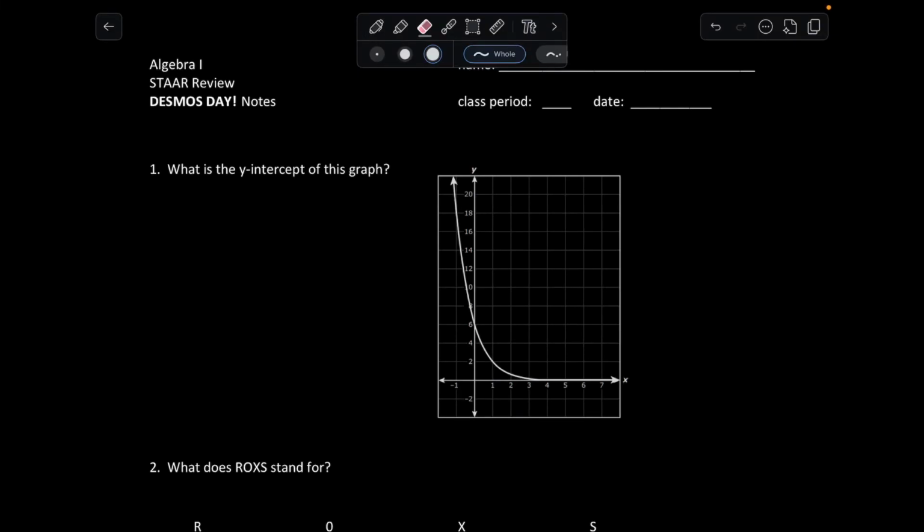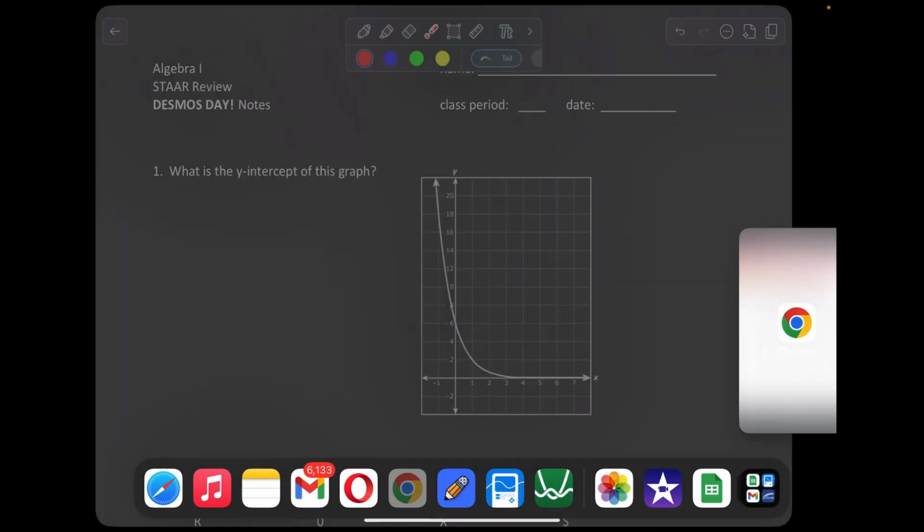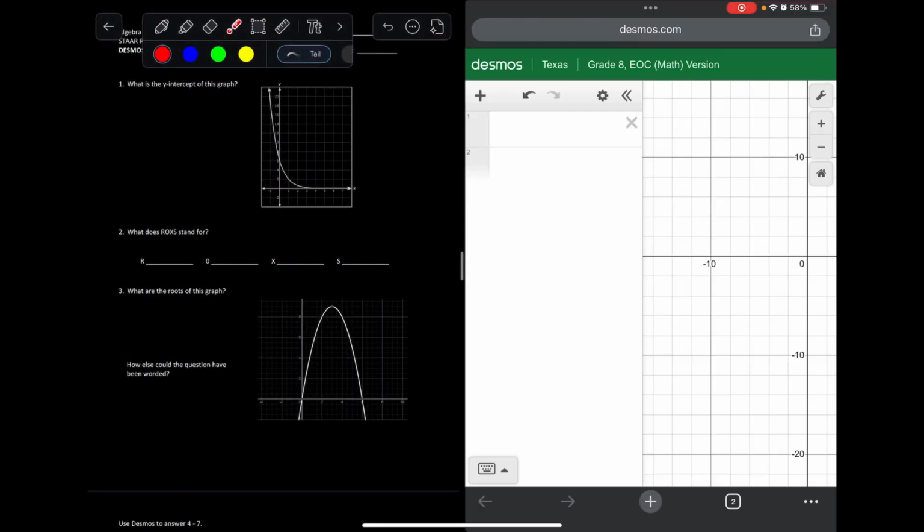Hello, Ms. Gilmore's class. Today you are going to be doing an activity to prep you for the Algebra 1 STAR test. In this activity, you're going to be doing all the questions in the 2022 and 2023 STAR test that I pulled out. All of these you can use your Desmos calculator on. So if you haven't already, take out your Desmos calculator and walk with me through these notes.